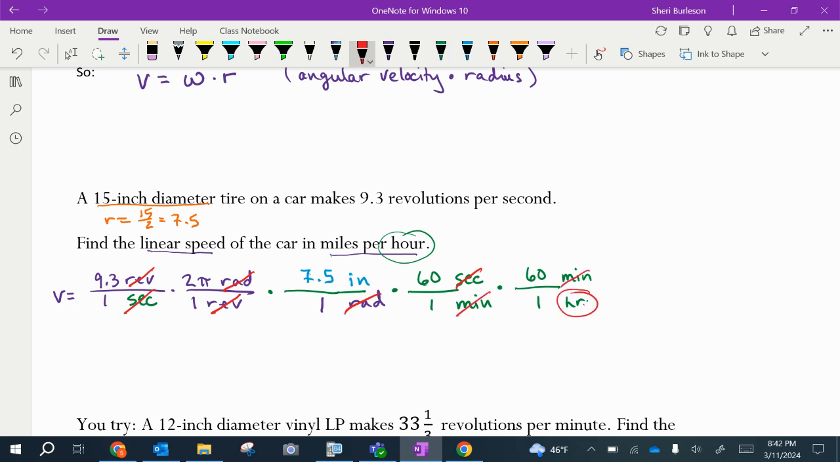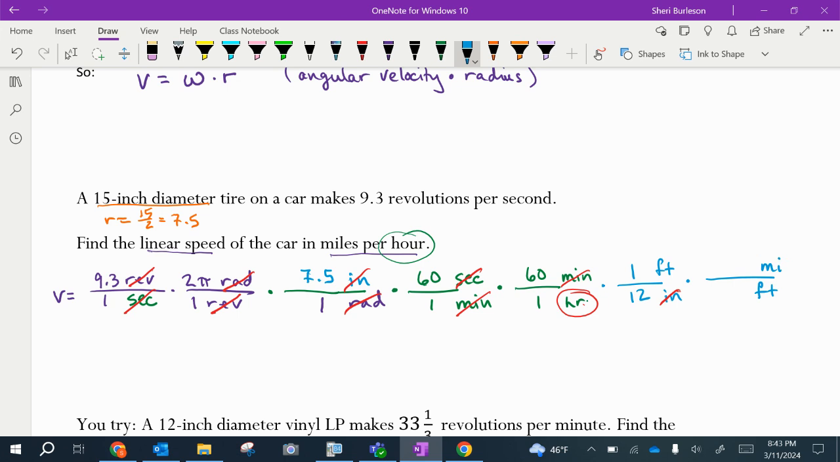I am now in hours, which is what I want. Now I need to be in miles, and I am in inches. So inches was in my numerator. So I need to divide out the inches, and then I'm going to go through feet. So I have 12 inches in 1 foot, and I am now in feet per hour. So to convert to miles per hour, I need to convert feet to miles.